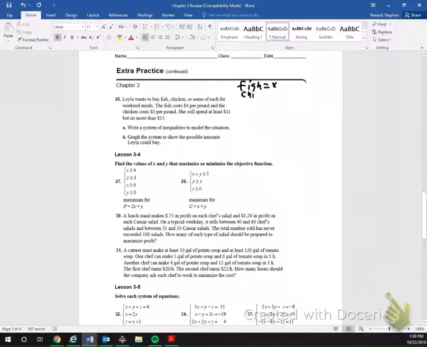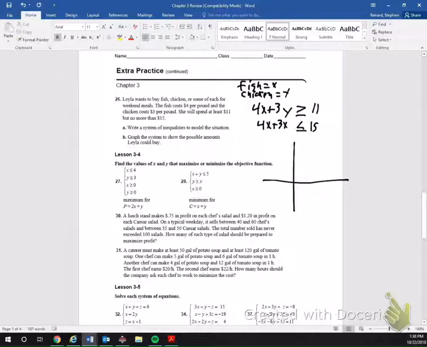Okay, so fish equals X, chicken equals Y. So we have 4X plus 3Y is greater than or equal to 11 and less than or equal to 15. Now we got this because we know she's spending at least $11 and no more than $15. So whenever we see that kind of at least, no more than, we can break it down into two equations of greater than for the at least and less than for the no more.